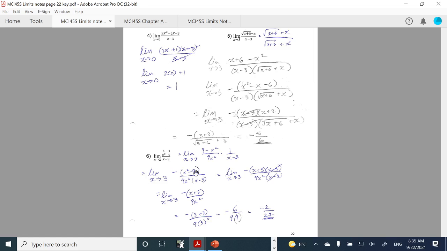And then for number 6, that was just sort of fraction work and then factoring again, and I got negative 2/27. Okay, so I'll just leave that where it is.